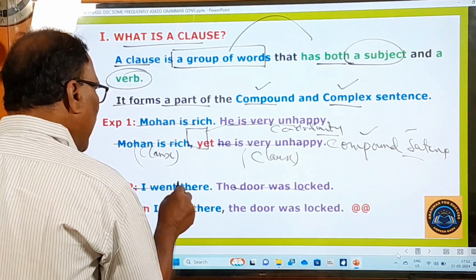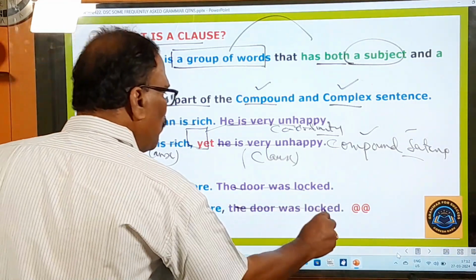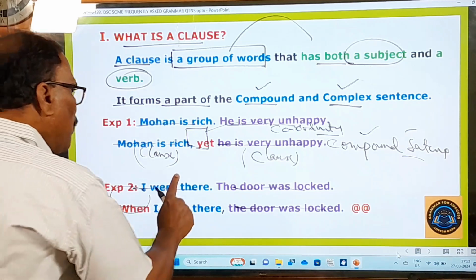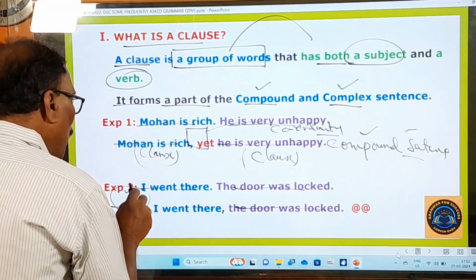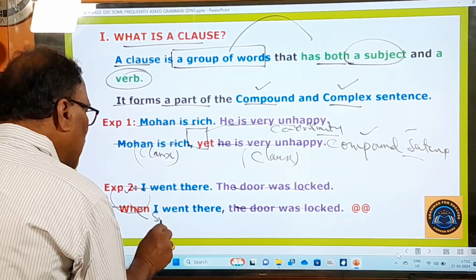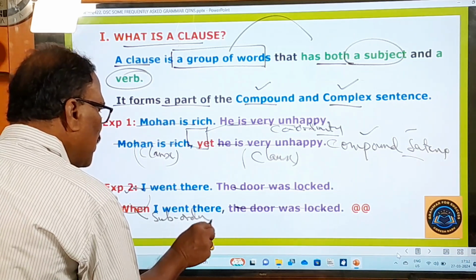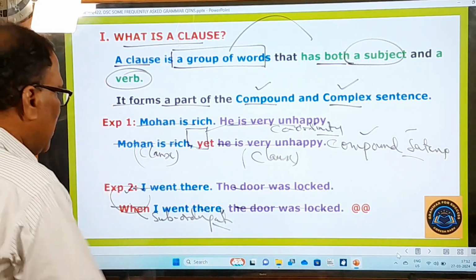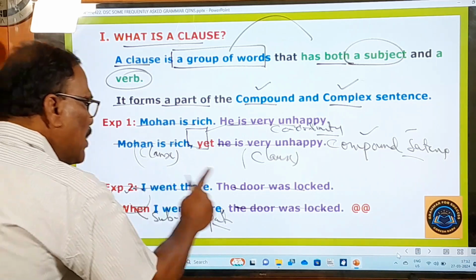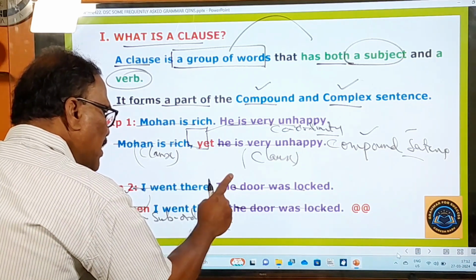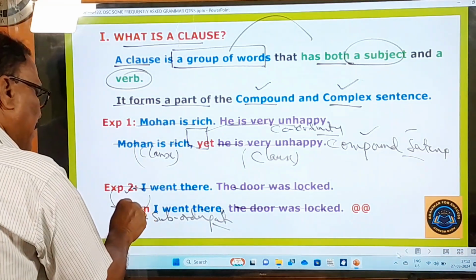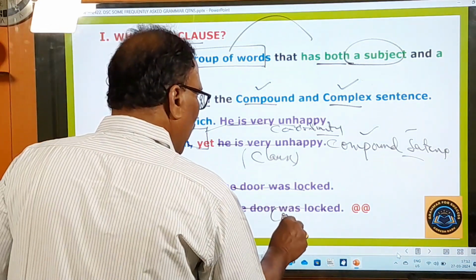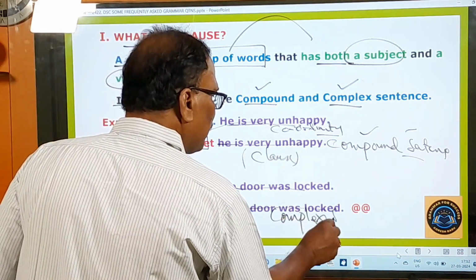When I went there, the door was locked. So here, we could join these two separate sentences with the help of this word when. What is this when? A subordinating conjunction. Since these two separate, simple sentences are joined into one single sentence with the help of this when, this is therefore called a complex sentence.